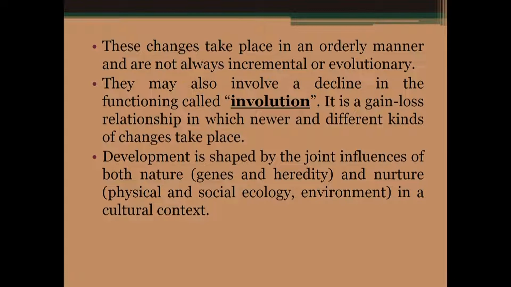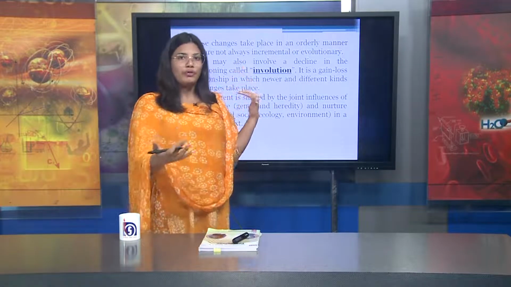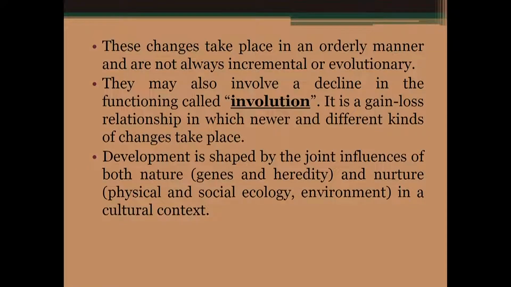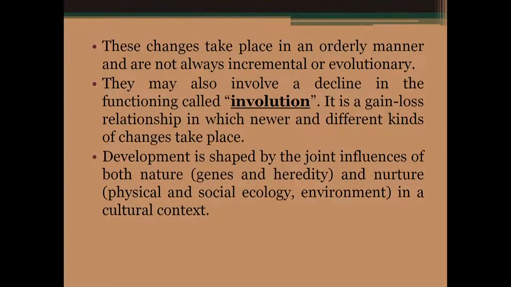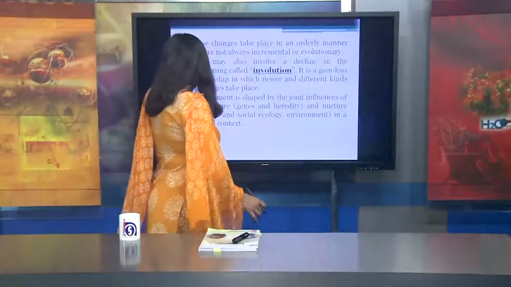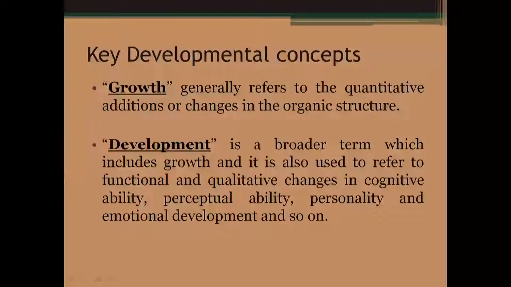Next, development is shaped by the joint influences of both nature and nurture, and in a cultural context. So when we talk about nature, we are talking about something that you have in you, something that comes along as you were born, which is your genes and heredity, because you have got the genes and heredity from your parents and ancestors. But when we talk about nurture, we are talking about the environment of the child. We are talking about the physical and social ecology, and a cultural context also, because children are growing in a cultural setup. Next, now we are going to discuss the key developmental concepts.